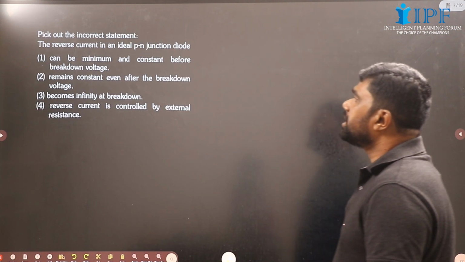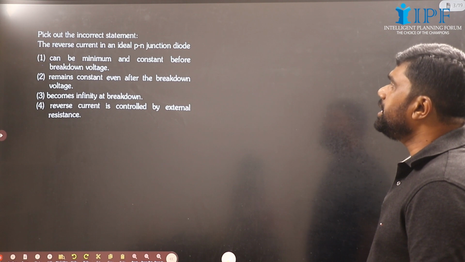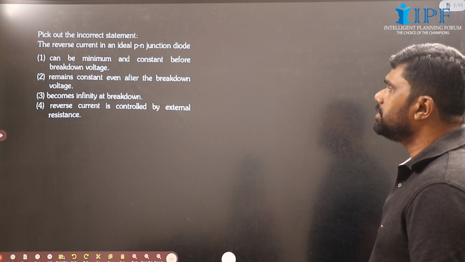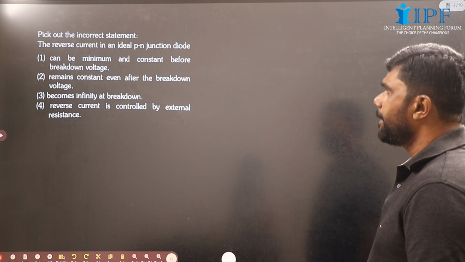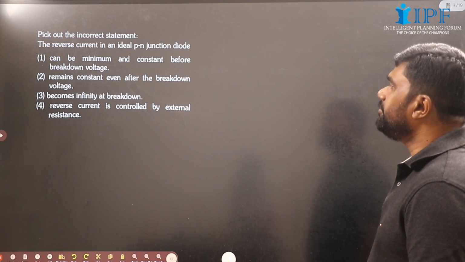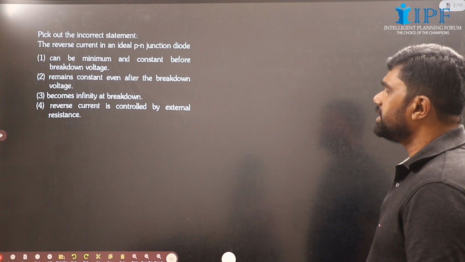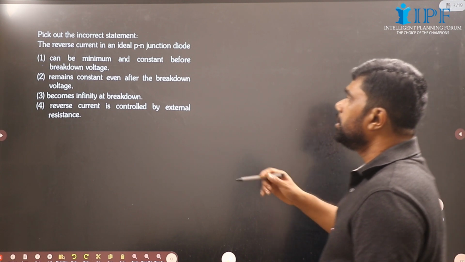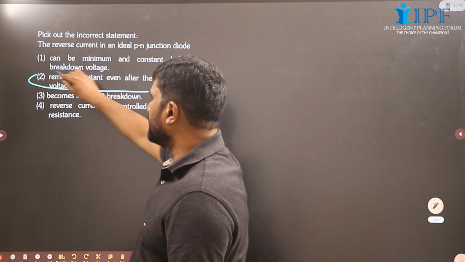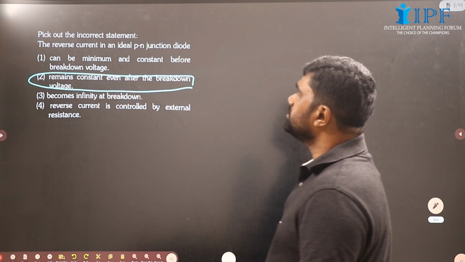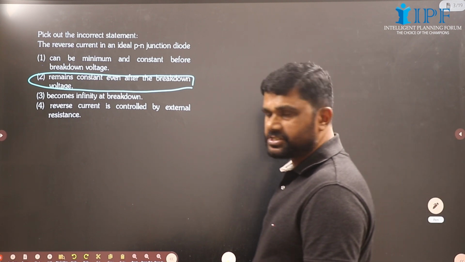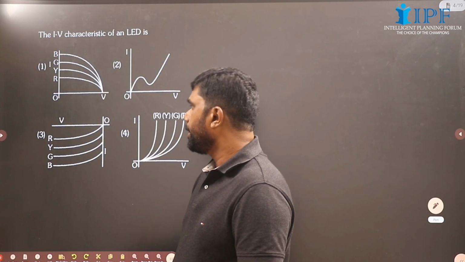Pick out the incorrect statement. The reverse current in an ideal PN junction diode can be minimum and constant before breakdown voltage. That's fine. Remains constant even after the breakdown voltage. That's false. Becomes infinity at breakdown. We have to identify the incorrect statement, this one. Okay, becomes infinite at breakdown, reverse current is controlled by external resistance. Only one statement is wrong, that is the second statement.